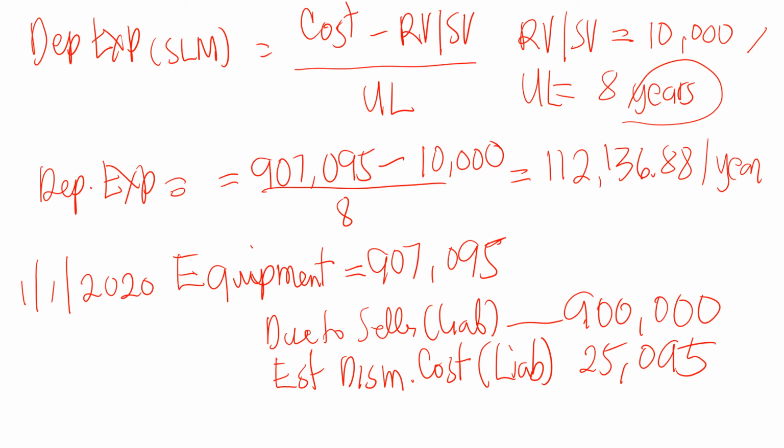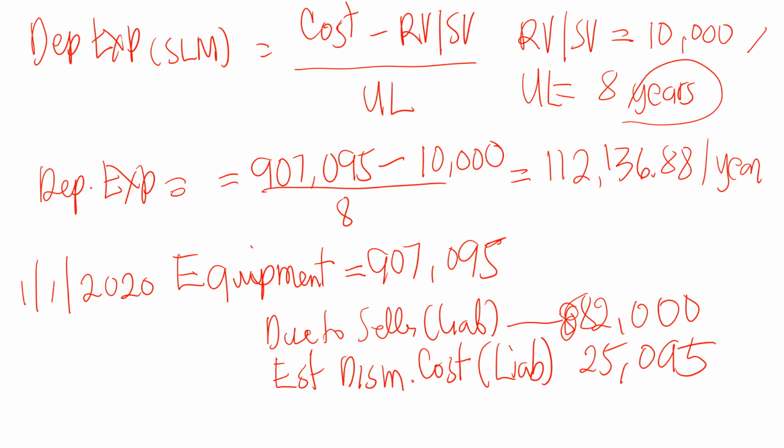Sorry, the liability should be net of the discount, so I forgot to deduct the discount. So remember, it is subject to 2% discount, so the 900,000 should be multiplied by 0.98, so meaning 882,000. So 882,000 plus 25,095, so that is 907,095.